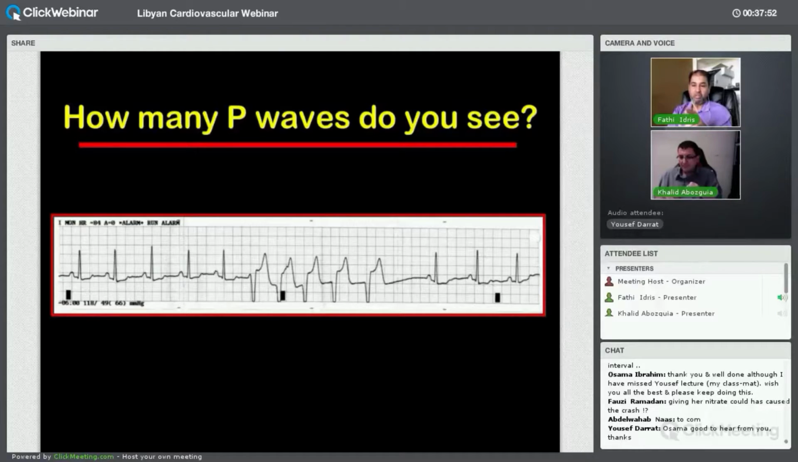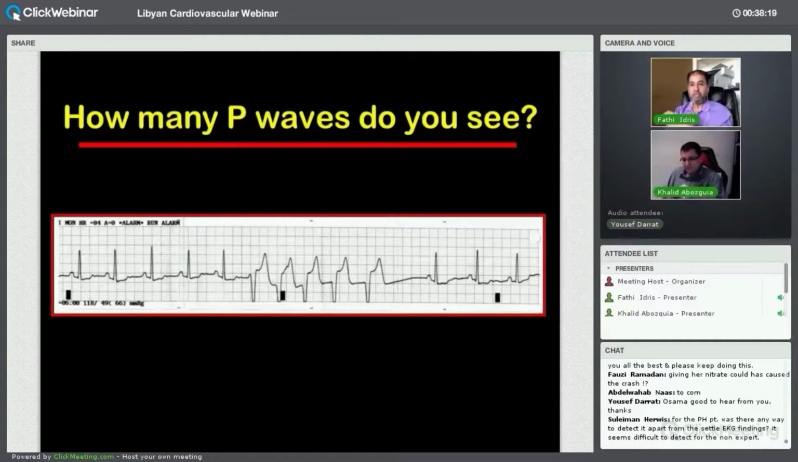As far as Dr. Ramadan's question, yes, exactly, nitrate and morphine are both venodilators, and this is what caused the crash in that particular patient, who presented with pulmonary hypertension based on the EKG. That's why I brought this case up, because looking at the EKG sometimes gives you an impression about the chronicity of the condition, and then keep in mind this could be pulmonary hypertension. Keep in mind, I would avoid these medications.